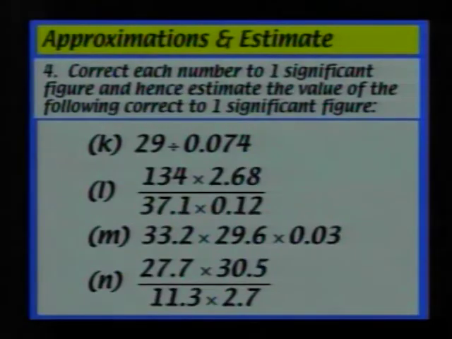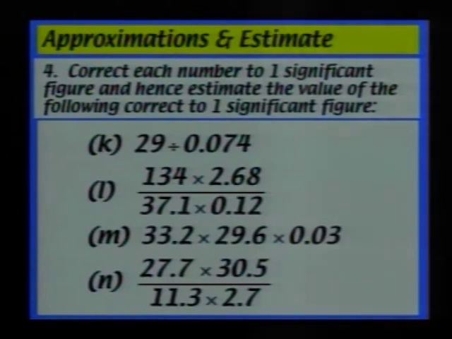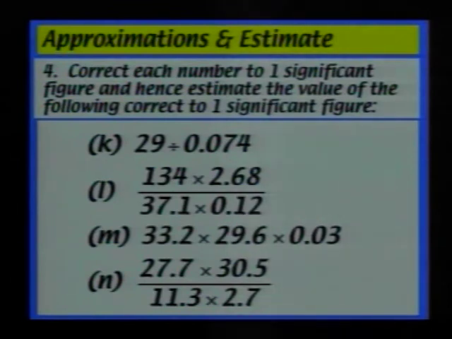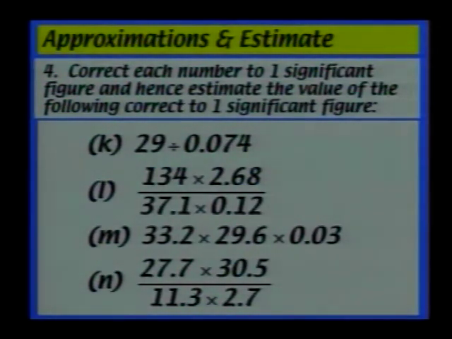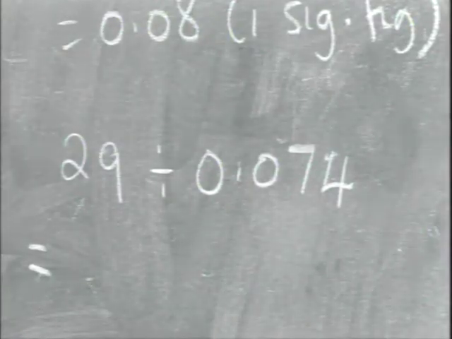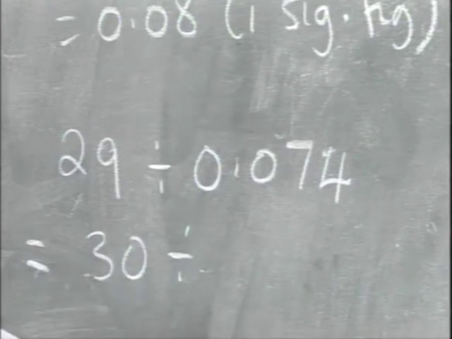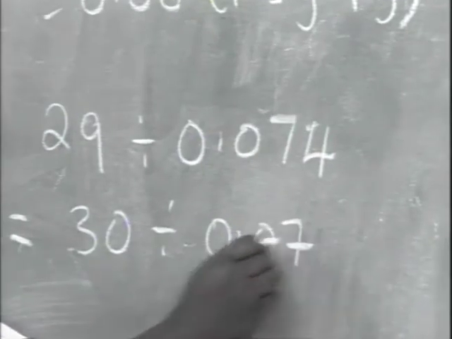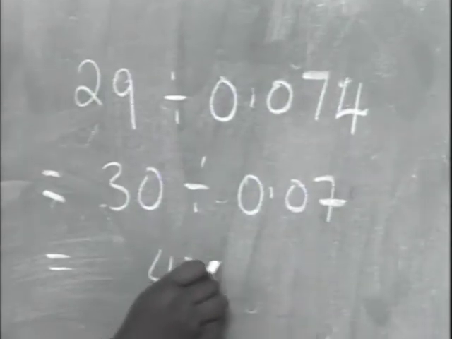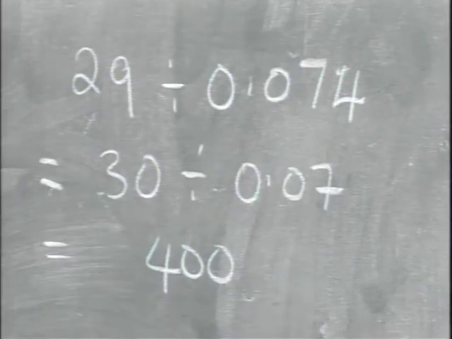Another one. The question that says 29 divided by 0.074. The answer to that should be 30 divided by 0.07 to one significant figure. And then the answer to one significant figure should be 400. I think I said 300.